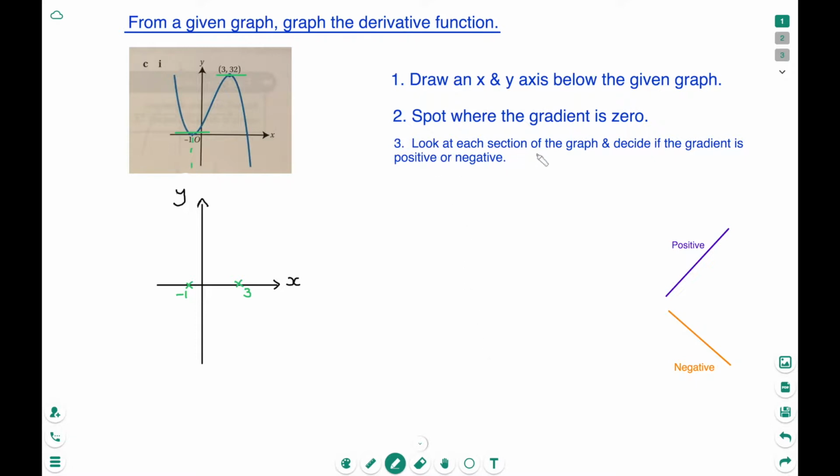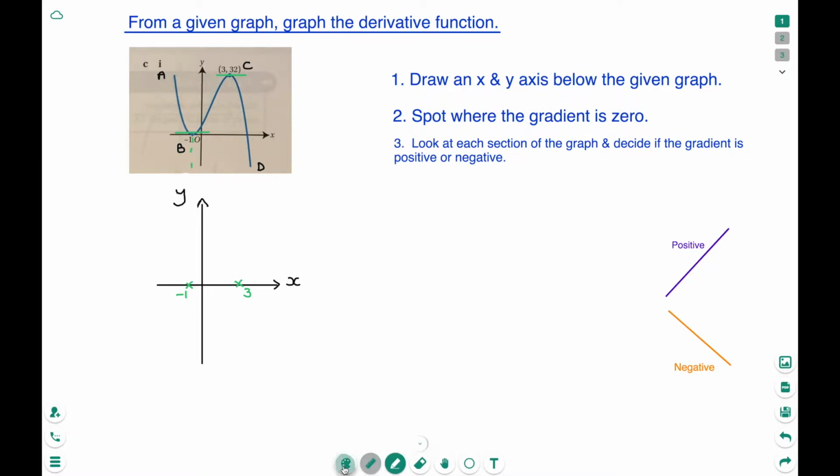Next step, look at each section of the graph and decide if the gradient's positive or negative. So first we're going to label each section so you know which part I'm talking about. So first section is from here to -1, so A to B I'm going to call that. And then I'm going to call the next section B to C, and then C to D. Okay, so look at A to B first.